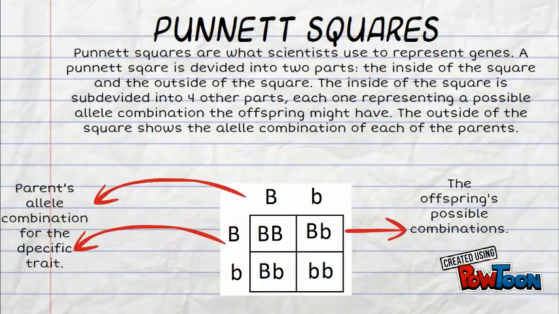Punnett squares. Punnett squares are what scientists use to represent genes. A Punnett square is divided into two parts, the inside of the square and the outside of the square. The inside of the square is subdivided into four other parts, each one representing a possible allele combination the offspring might have. The outside of the square shows the allele combination of each of the parents.